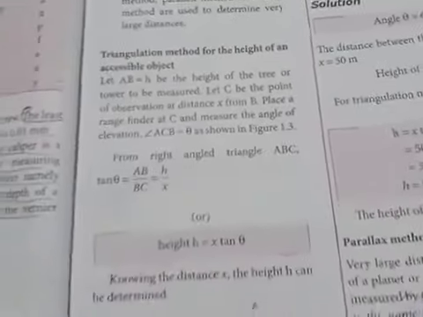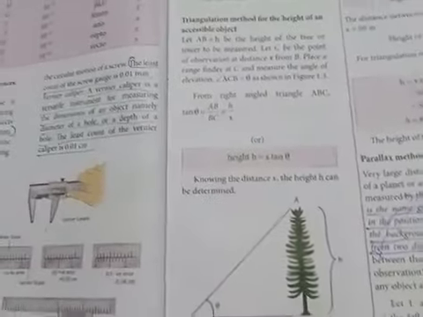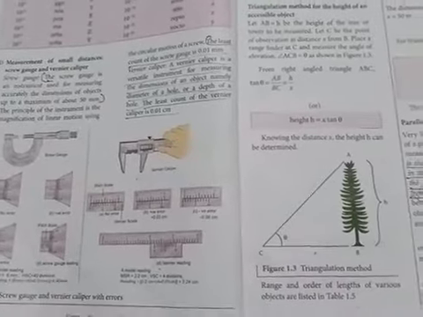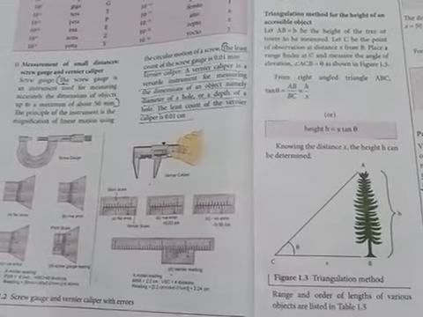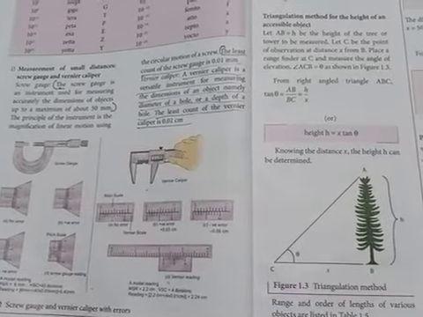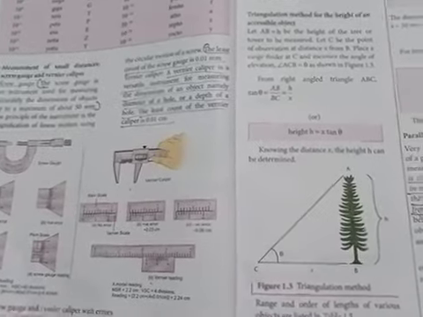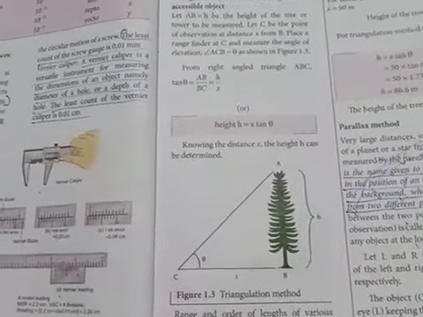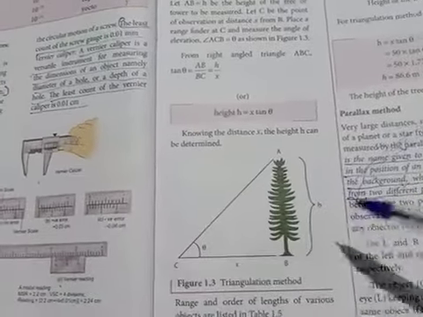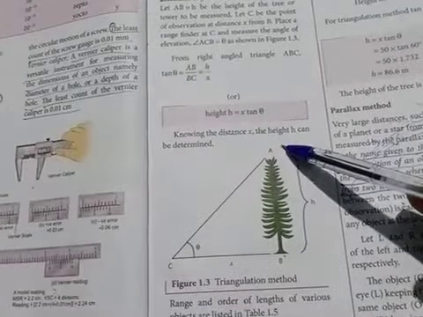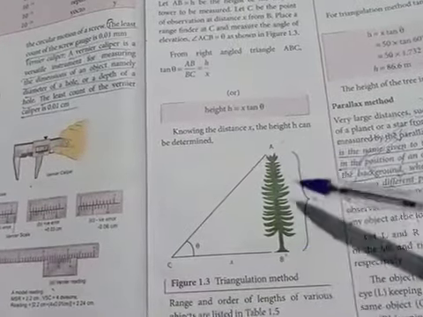Let us see what this triangulation method is. It is an important 3-mark question. You can take a screenshot of this triangulation method for the height of an accessible object. You can see this diagram. Let us see this tree. The tree height is AB.